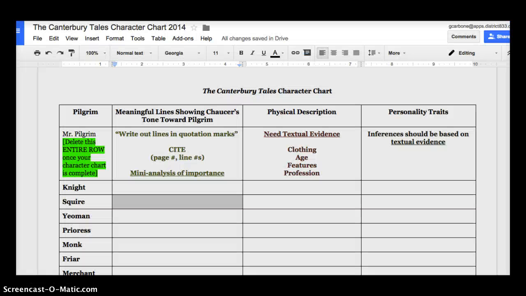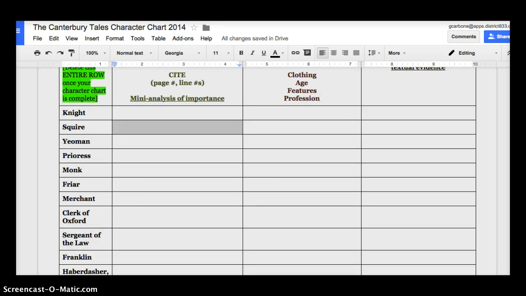Since this character chart is not due for more than a week, this may seem like a procrastinator's dream. However, the big difference between this character chart and those we have previously completed is that as soon as we have read about and analyzed the knight in class, your section related to the knight should be complete. This goes for every single character who is on this chart.